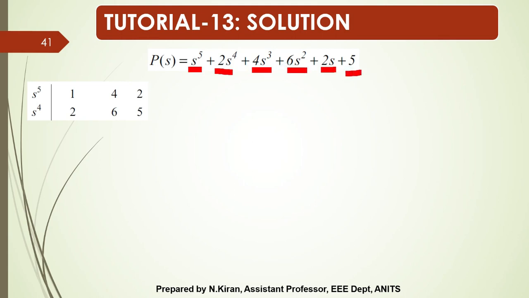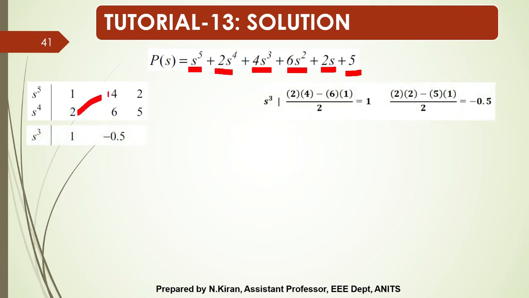Now writing the remaining table, first s cube. Using the formula, 2 into 4 minus 6 into 1 divided by 2 will give me the first element in the corresponding row s cube, which is 1. The next element can be obtained as 2 into 2 minus 5 into 1 divided by 2, which is minus 0.5, the second element in the corresponding row s cube.